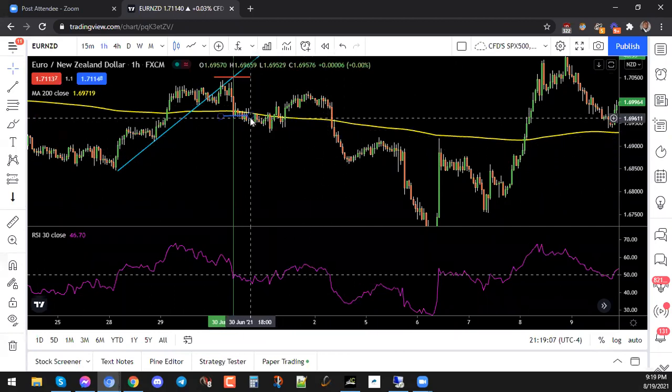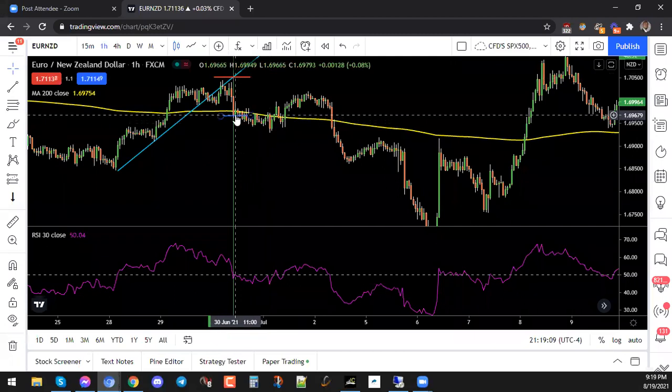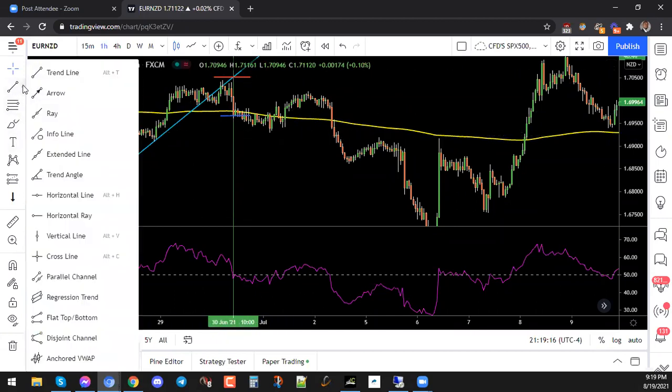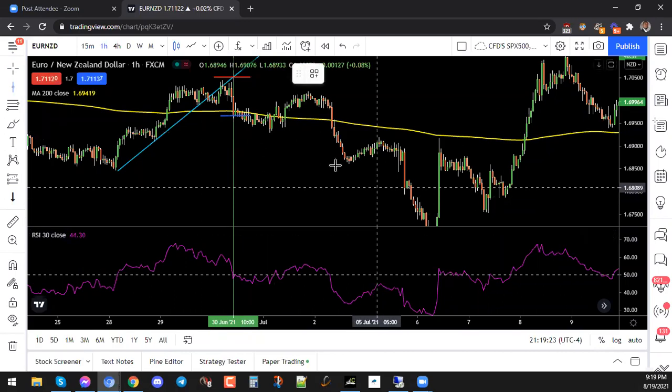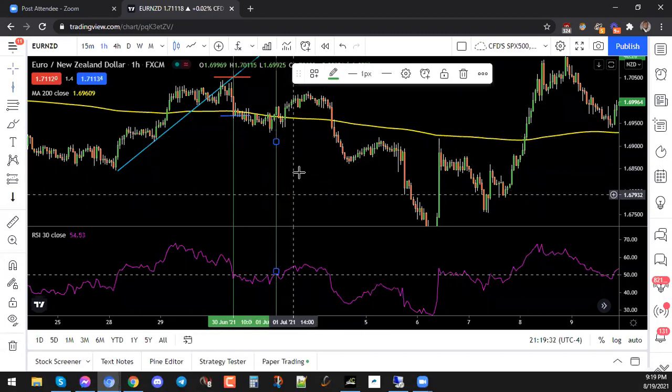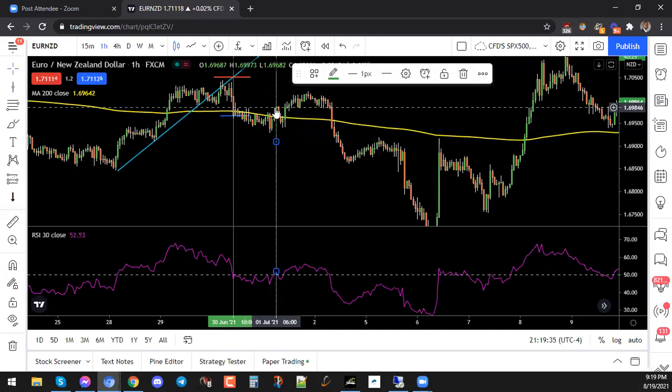Now, the idea here is if you entered and the price came back and closed above, okay? So for example, let's use another line here. If the price came back, where's our vertical line? Okay, there it is. If the price came back and closed above, like here, right here on this bar, it came back and closed above. At this point, you want to exit your trade.